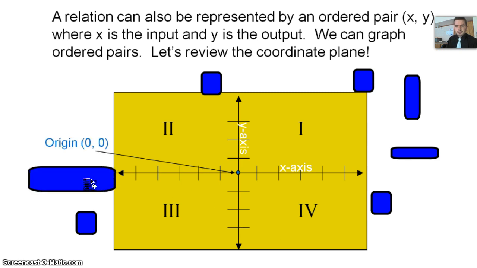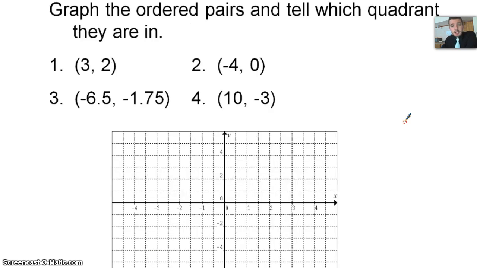And you guys know that this one is the origin right here at 0, 0. You should all know that, just as a refresher. Hopefully, you remember those. Next thing, we're going to graph each of these ordered pairs and then tell which quadrant they lie in.